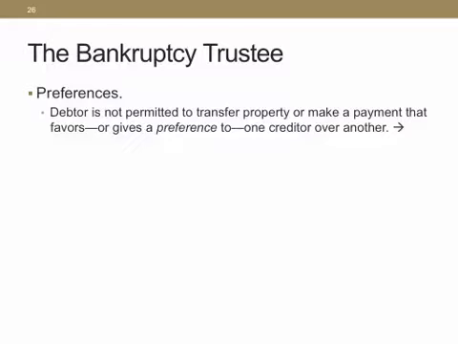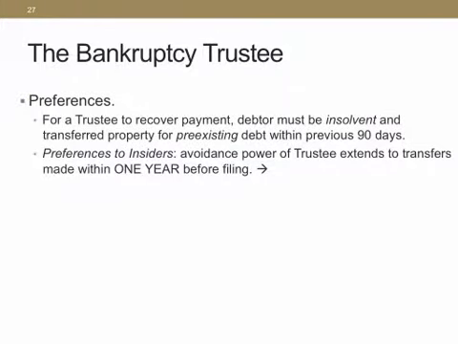The debtor isn't permitted to transfer property or make a payment that favors or gives preference to one creditor over another. For a trustee to recover payment, the debtor must be insolvent and transfer property for a pre-existing debt within the previous 90 days. It could also give preferences to insiders. This avoidance power of the trustee extends to transfers made within 1 year before filing.